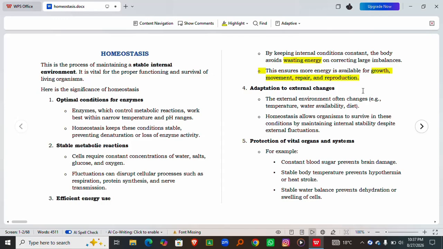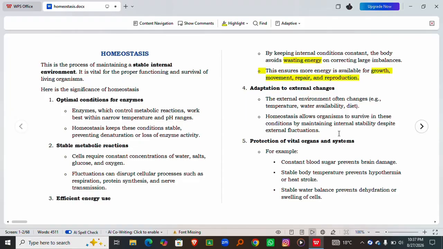For example, if temperature changes, it means that this external temperature is going to affect the internal temperature of the organism. This will result in failure of the organism's enzymes to work. So when the environment changes, the organism has to keep its internal environment constant despite the fluctuations of the external environment. Then another point, we shall look at protection of vital organs and systems.